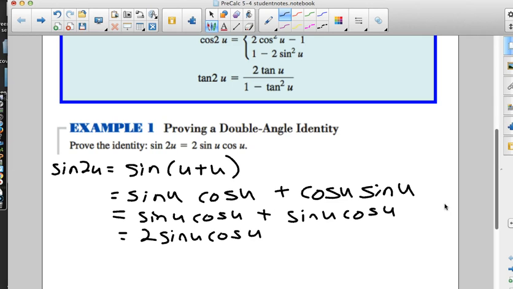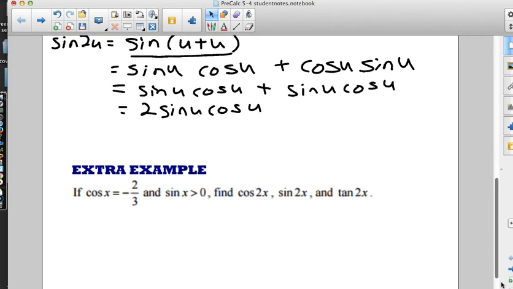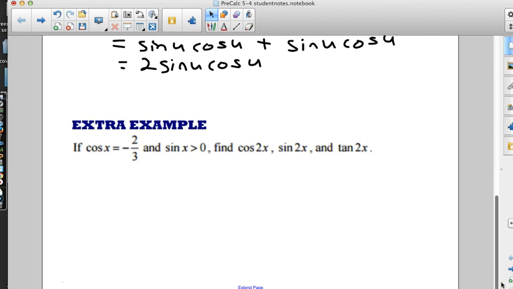So that's the matter of just a few steps to get to that. In fact, it was one of the things that you proved in the homework in the prior sections, the sine of 2u. But they gave it to you like that instead so that you can see it. So we know it works. It's a matter of now, okay, once it works, then use it. Figure out what's going on. So this one gives us cosine x equals negative 2/3, and sine of x is greater than 0.